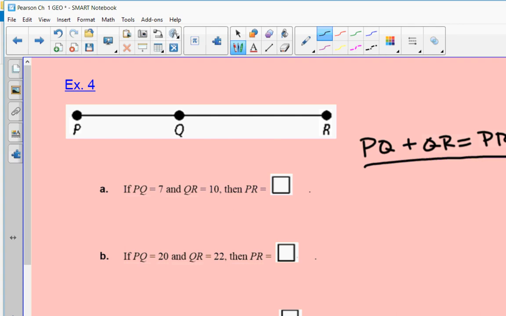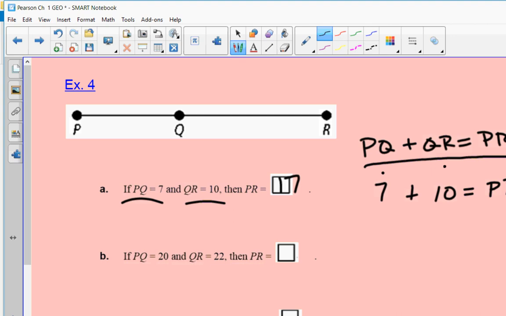So if they tell me in question A, PQ is 7 and QR is 10, then what is PR? Well, I've got PQ right here, and they're telling me it's 7. I've got QR right here, and they're telling me that it's 10, and that should equal PR. We should understand what the rule is telling us I could do, so I'm going to do what it tells me. I think this is a pretty easy problem. So PR, 7 plus 10, is going to get me 17. All right, so we did that one for you.